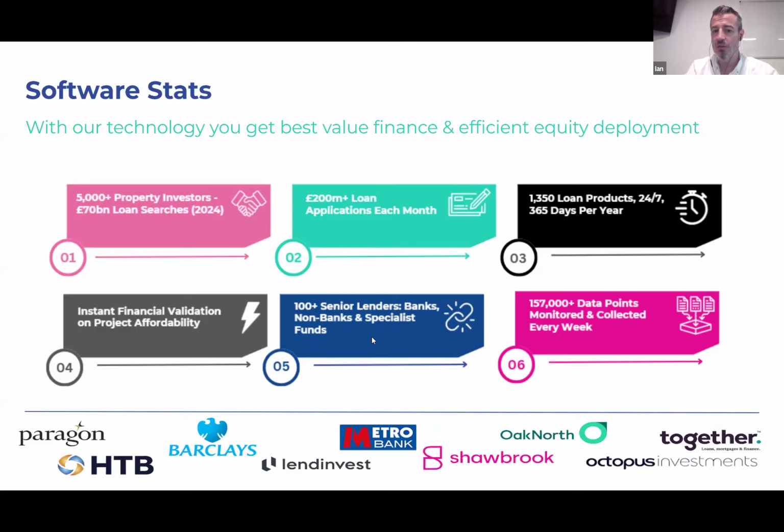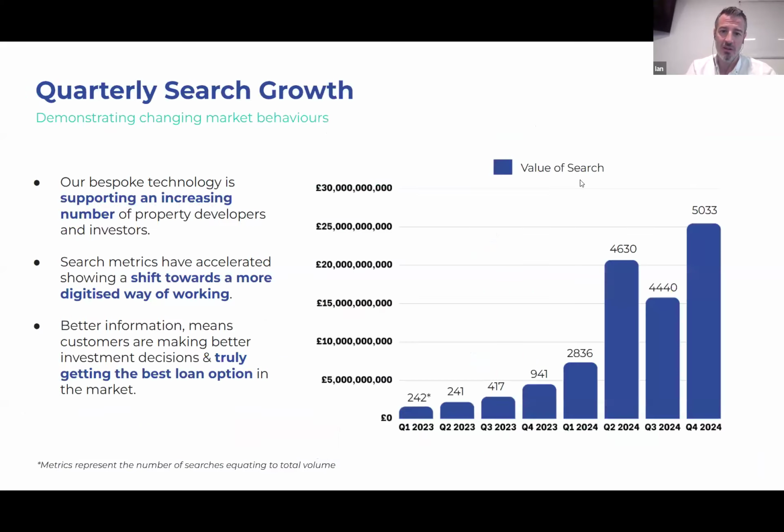You've got over 100 senior lenders, and some of the names are down there. And believe it or not, there are actually 120 data points per product, which means we've got over 157,000 data points being monitored and collected each week. The point you can make is that no one, human or otherwise, can keep up with that level of data. So you can make much better decisions for your customers than pretty much anyone else because of the level of data you have access to.